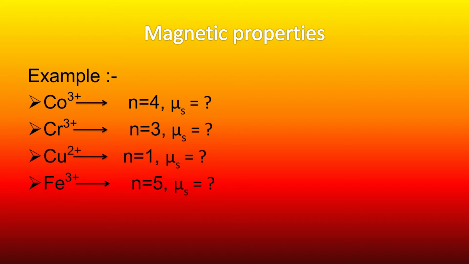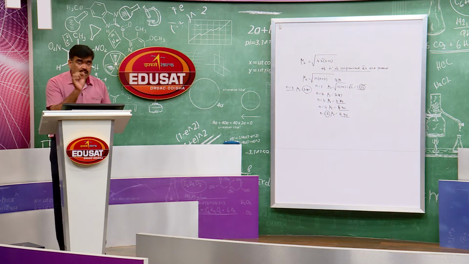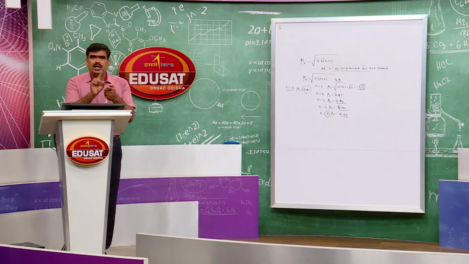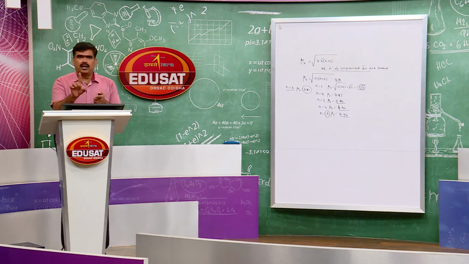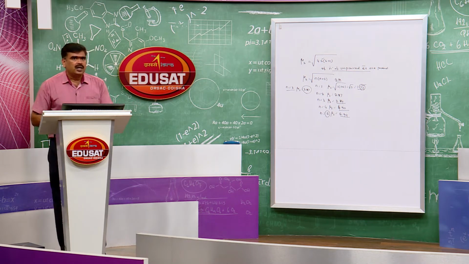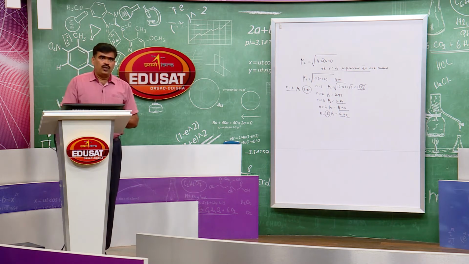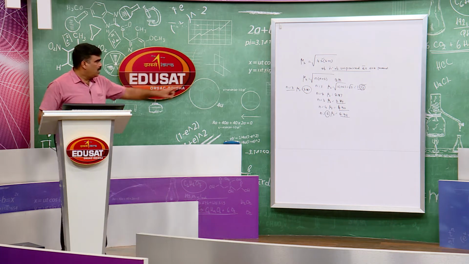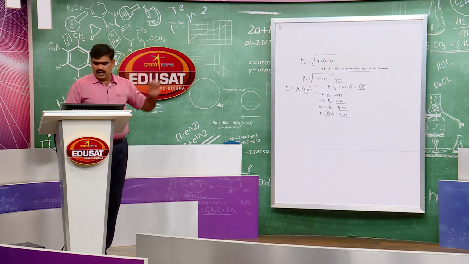In case of ferric, n is 5, what will be mu s? It will be 5.92. And in case of Cu2 plus, n is equal to 1 because there is only one unpaired electron. You have to calculate the number of unpaired electrons, not the number of d electrons. First you have to fill the d orbitals, placing electrons one by one, then do pairing, and at last calculate how many unpaired electrons there are, and put the value accordingly. Okay.